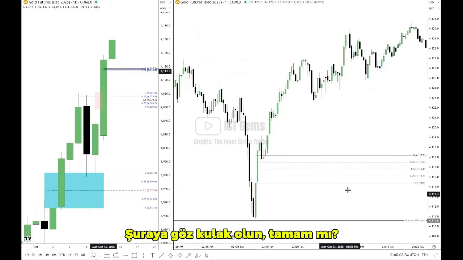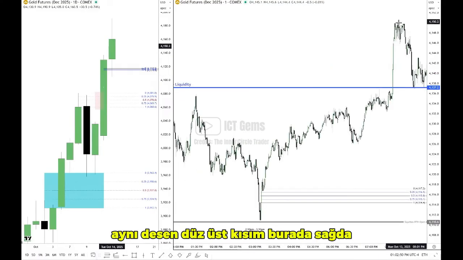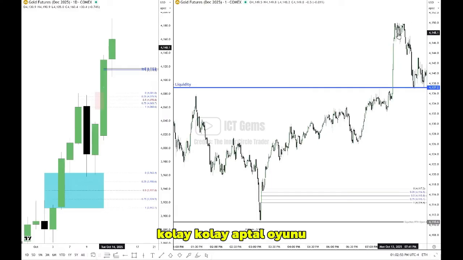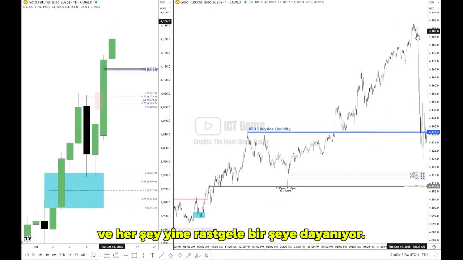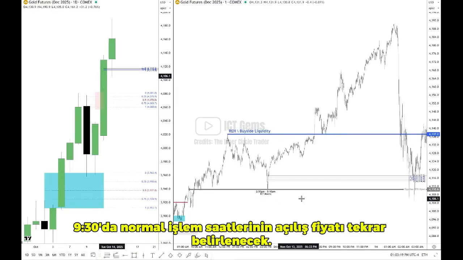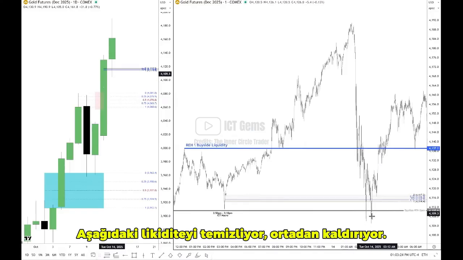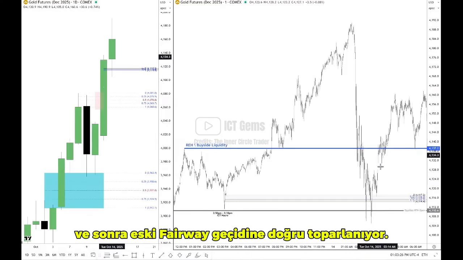Keep your eye on this down here. Okay. There's that larger 5 minute. Same pattern. Flat top right here. Easy, easy sucker play. And it gets up to this level here and then comes all the way back down to some random 9:30 opening regular trading hours price. Again, look at that. And then what does it do there? It sweeps it. It clears up the liquidity below here and then rallies up.